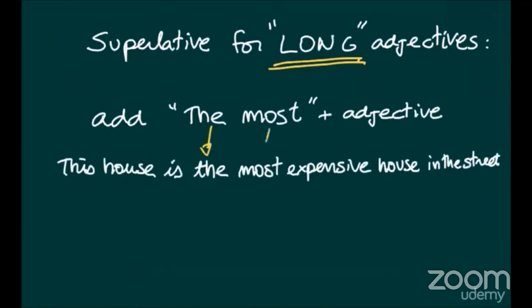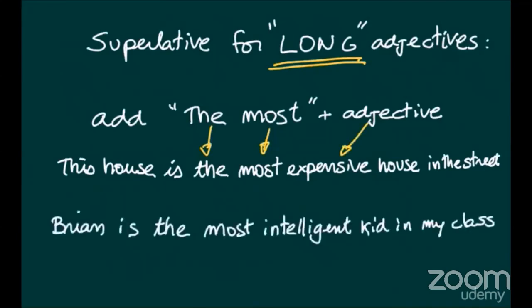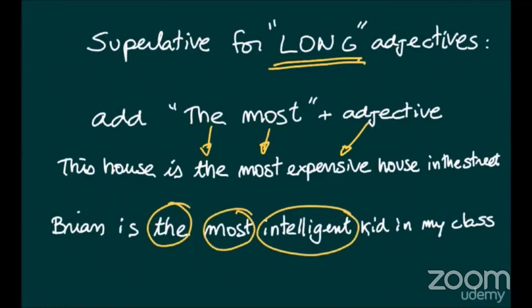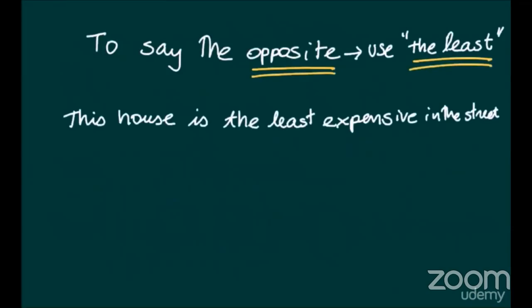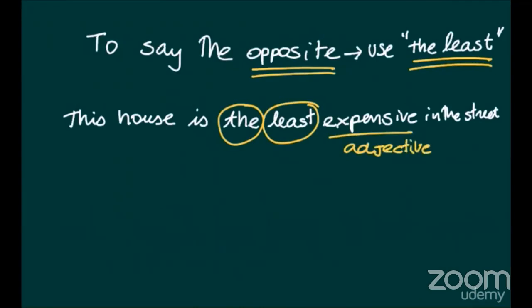The house is the most expensive house on the street. Brian is the most intelligent kid in my class. If you want to say the opposite, then use least. For example, this house is the least expensive house on the street. Now there is something you have to remember.